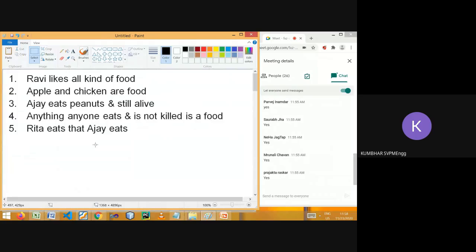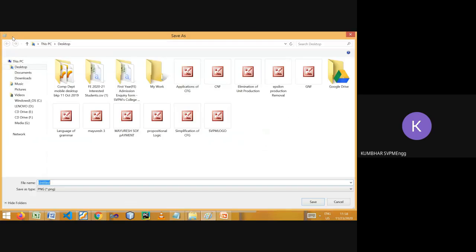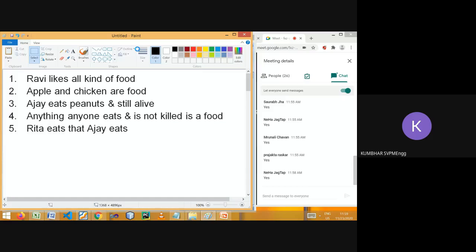Okay. Is my screen visible? Is the paint screen visible? Now you can type in the chat box, no problem. Yes, please tell me. Is it visible?